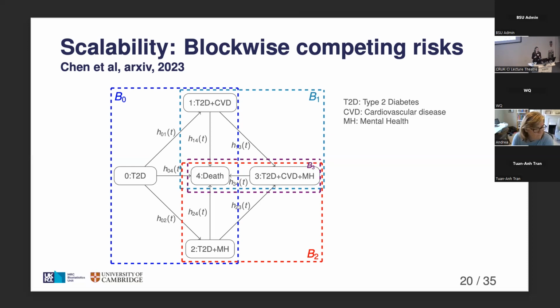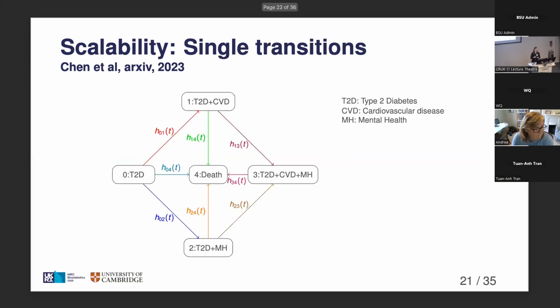By fitting all of these in parallel, we can make the problem a lot more tractable. He's also gone one step further and thought about, well, what happens if instead of fitting these blocks, you just fit all of these as single transitions, so fitting a separate joint longitudinal survival model for each of these transitions.